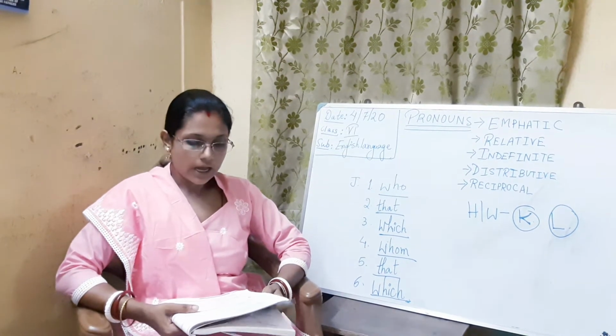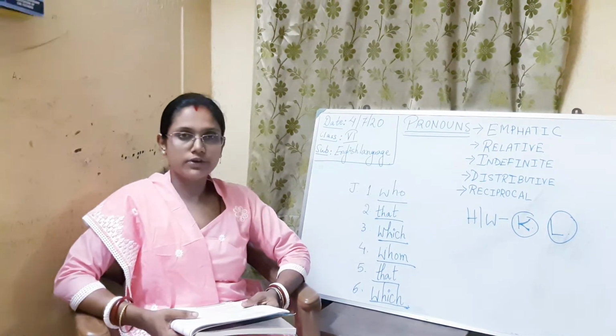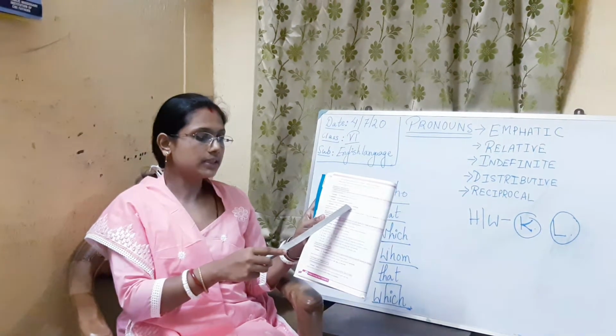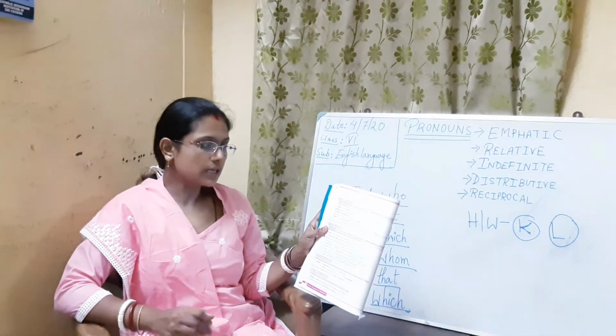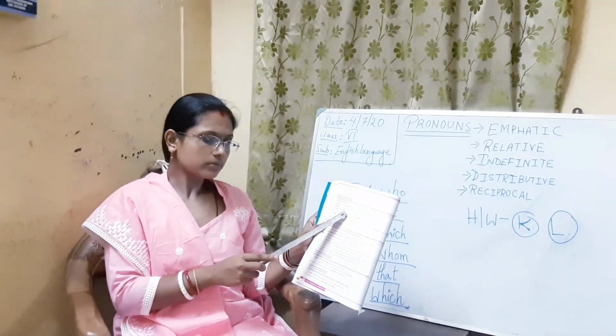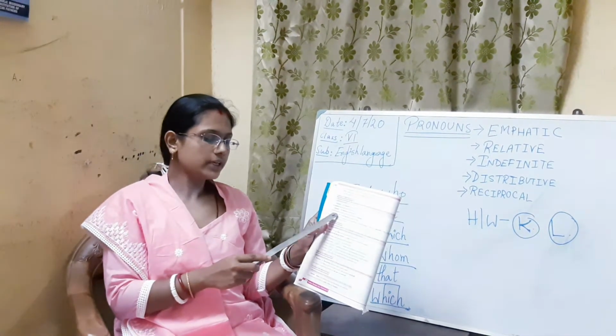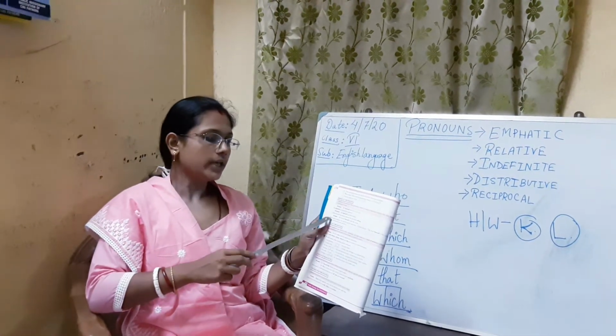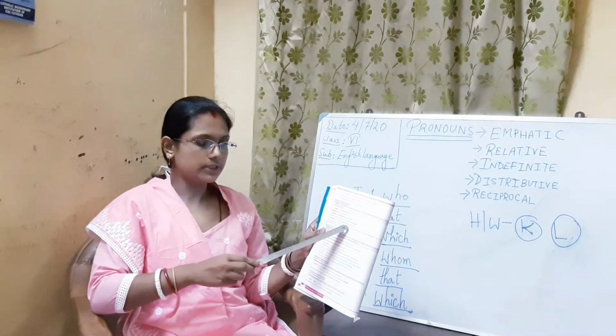Another example which is given in your book, please look at the book. He himself paid the money. So himself, again here, is the emphatic pronoun. A reflexive pronoun always answers the question whom. Now an example: she locked herself inside the room.